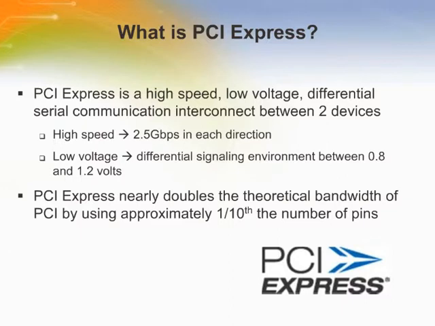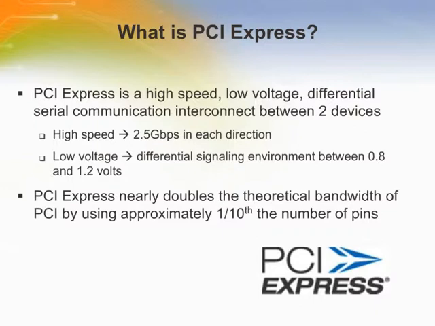Over the past few years, the industry has started the migration from PCI to PCI Express. However, many designers and engineers still ask, what exactly is PCI Express? As a starting point, PCI Express is a high-speed, low-voltage differential serial communication interconnect between two devices. This point-to-point communication mechanism was defined by an industry consortium known as the Peripheral Component Interconnect Special Interest Group, or PCI SIG. The first revision of the PCI Express base specification was in 2002, and multiple revisions have been made since then to make improvements.